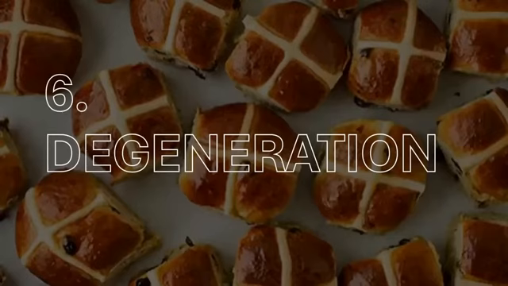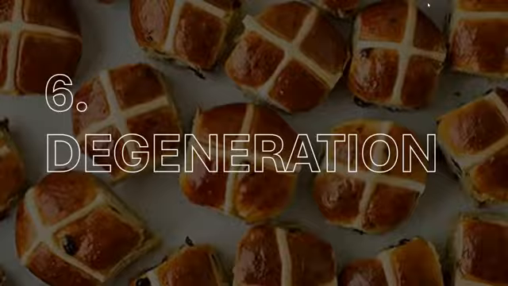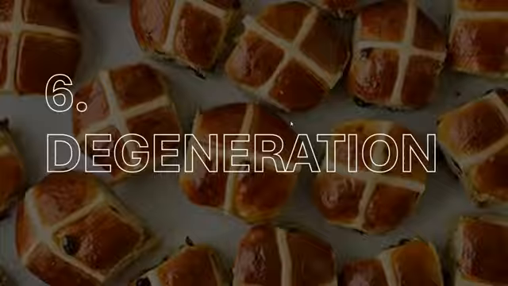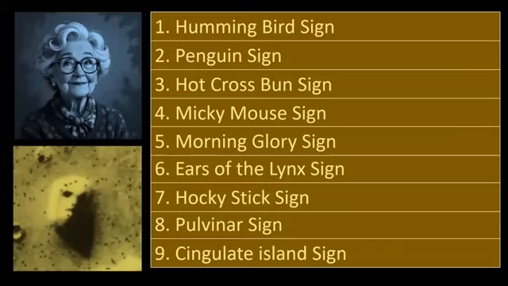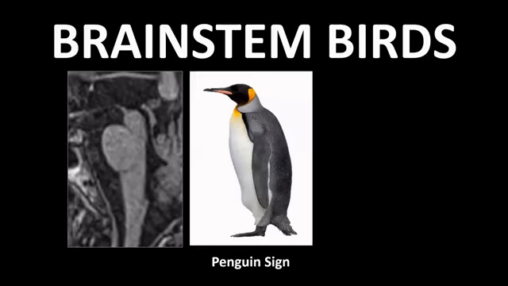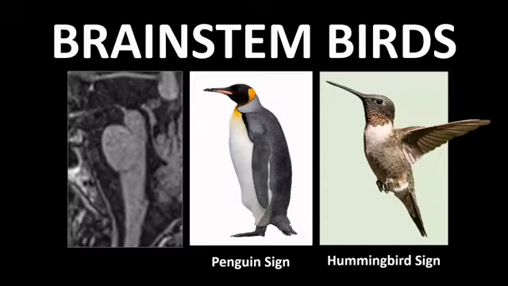Okay, so this brings me to the next topic, neurodegeneration. Let's continue with signs and aunt minnies of degenerative diseases of the central nervous system. Here are the signs and aunt minnies we're going to talk about, and let's start by looking at birds. This is a mid-sagittal T1 weighted image of the brainstem, and if we use our imagination, we can recognize a penguin or a hummingbird in this mid-sagittal view.